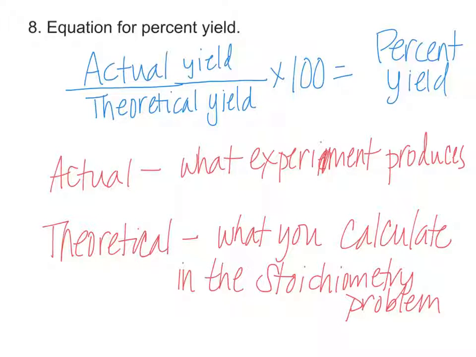Now, in our lab, several of us got more than 100%, but that is very unusual. That means we did something wrong. But in real life, you're not supposed to get more than 100%.